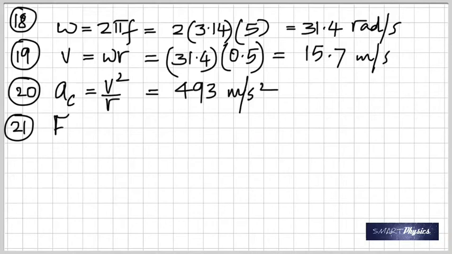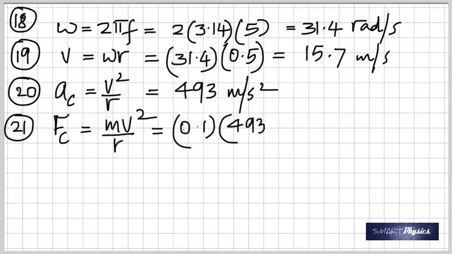Once you're given the centripetal acceleration, if you cannot find the centripetal force, oh my goodness. You have the acceleration, how do you find the force? Multiply with the mass, right? Okay, so centripetal force is mass times the acceleration. That is going to be 0.1 times 493. Because we already got the acceleration, didn't we? We need not start all over again. 0.1 times 493, which is 49.3 newtons.